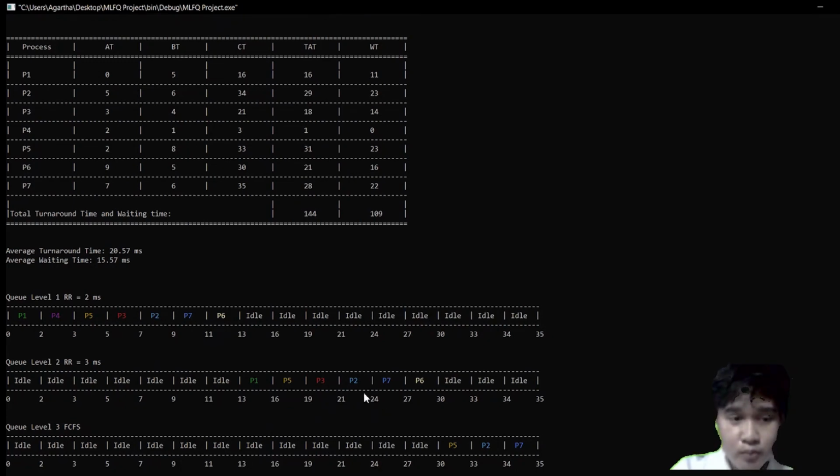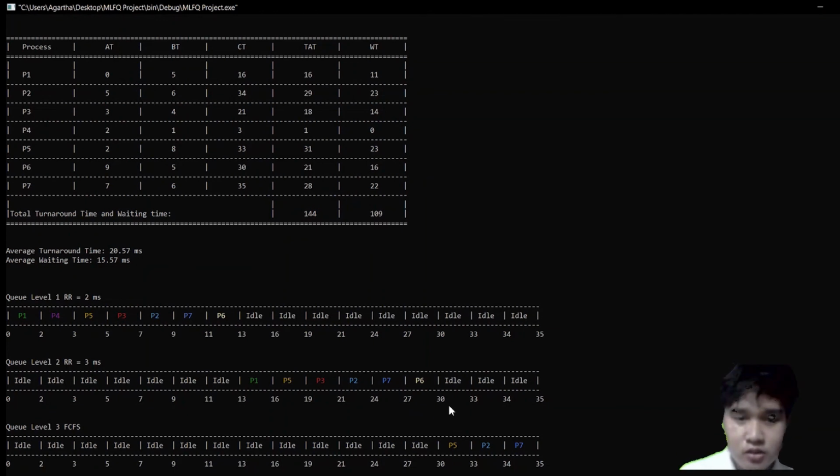And at time 24 milliseconds, P7 was ready to execute at queue level 2 and ended at time 27 milliseconds. Since P7 has a remaining burst time of 1 millisecond, it will shift to queue level 3. So at time 27 milliseconds, P6 was ready to execute in queue level 2, and P6 ended at time 30 milliseconds.